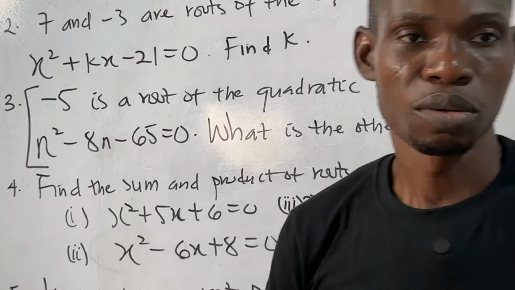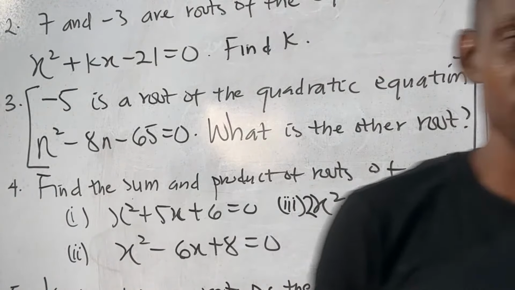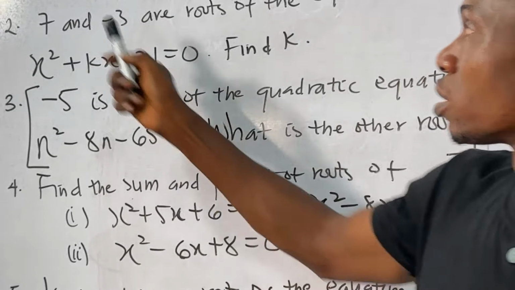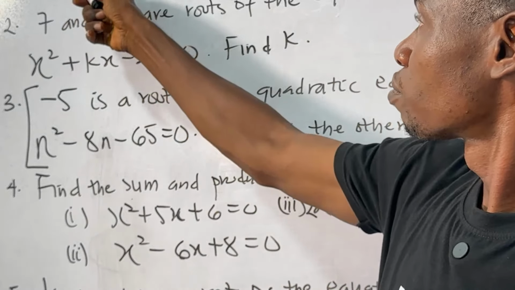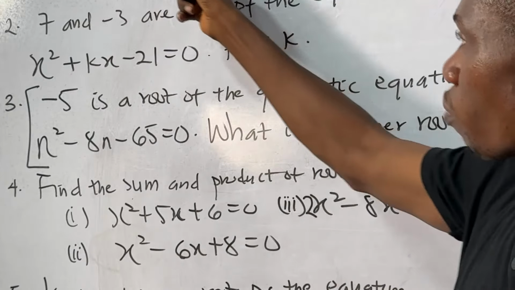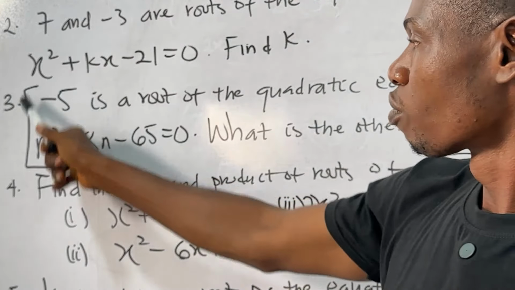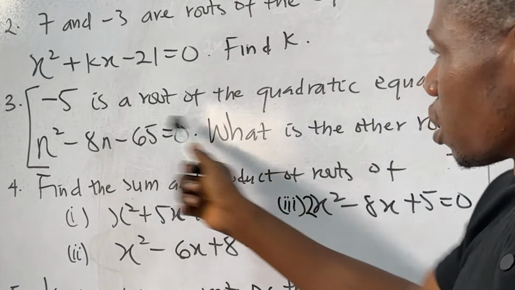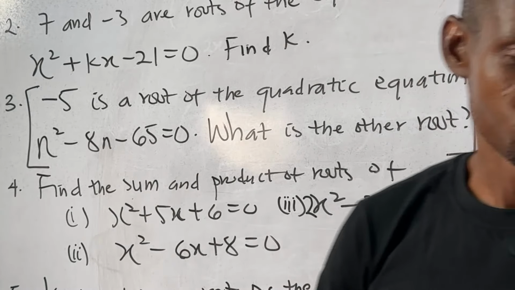Welcome back. Before the bad network, we solved question one, which says 5 is one of the roots of this equation. Now I wanted you to solve question three, but let's do it together.